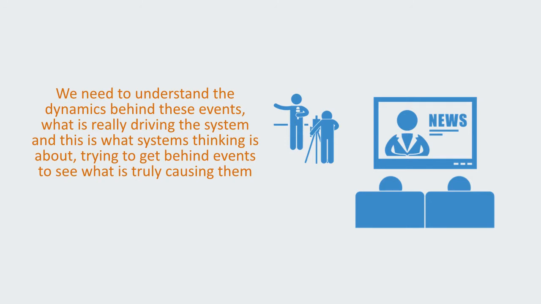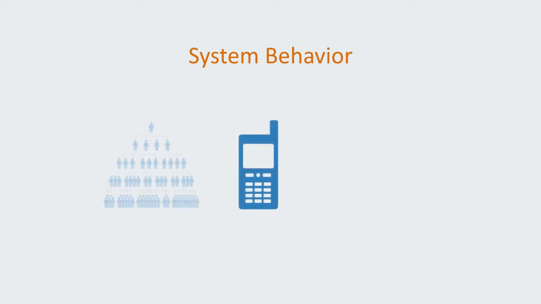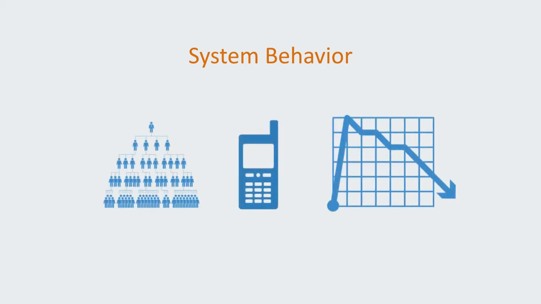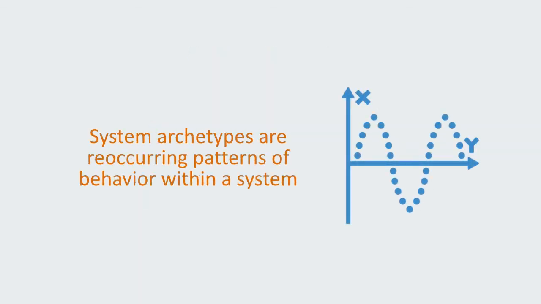All of these complex organizations that we see have a typical behavior. We see reoccurring patterns, like the example of Nokia failing to innovate and adapt. We see this with many large organizations that are incapable of adapting to change and eventually get disrupted. These typical reoccurring behaviors within a system are called systems archetypes. Systems archetypes are reoccurring patterns of behavior within a system.